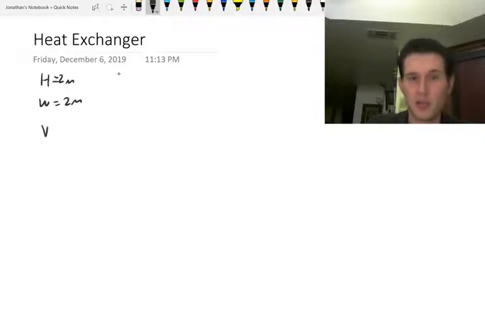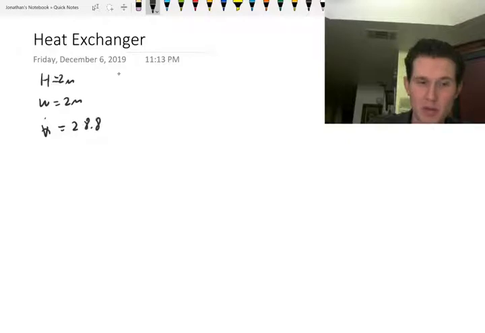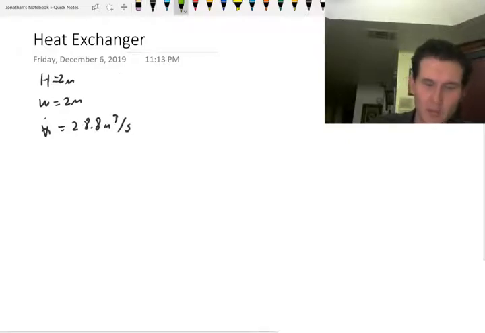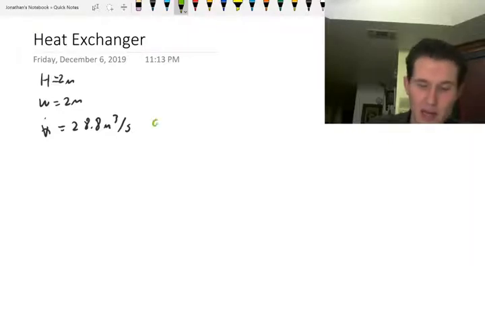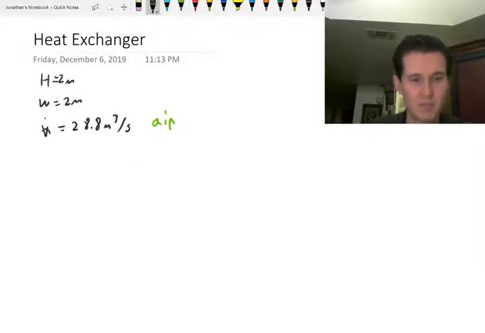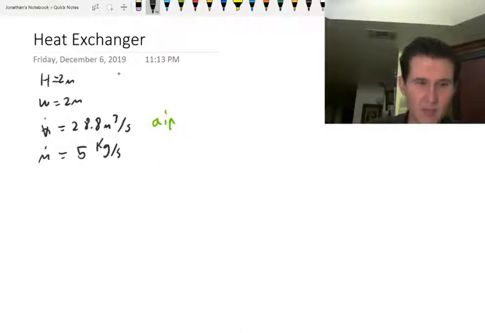What's the volumetric flow rate? Well, that is 28.8 meters cubed per second. Always take the time to write air next to it so you don't forget it. You don't want to make that mistake on a test. What is the fluid information for the water? It's 5 kilograms per second. So 5 kilograms per second, and that's for the water.